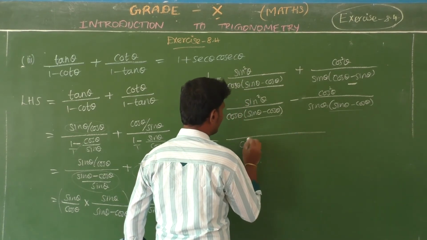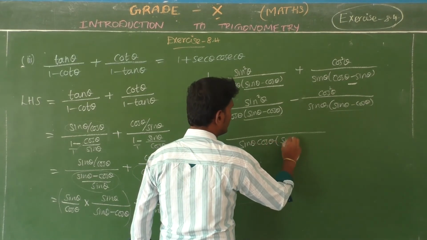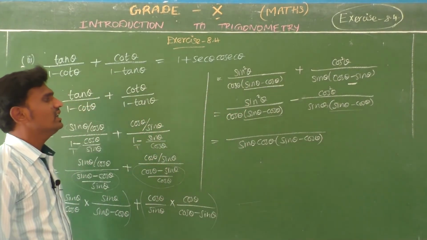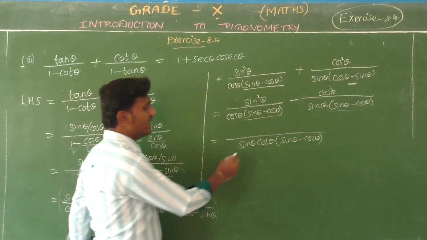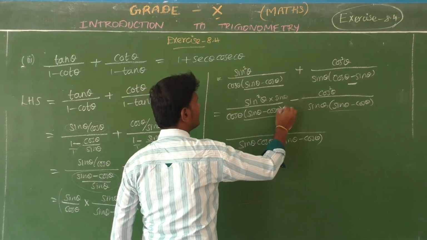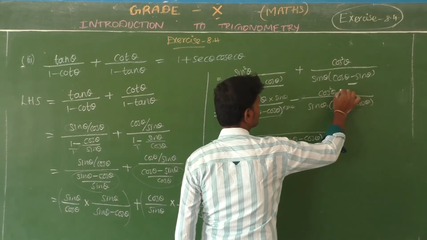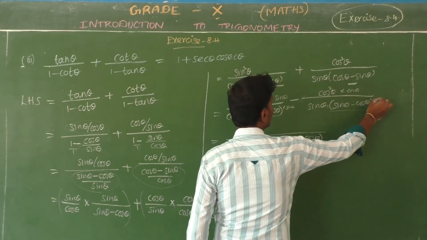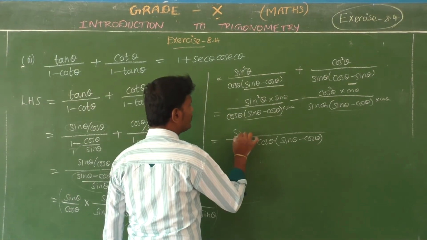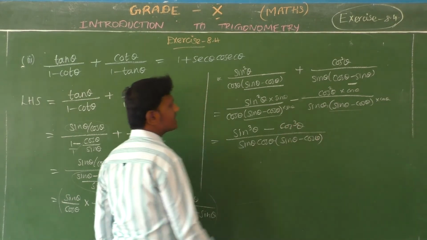Now I am going to subtract, taking the LCM. What is your LCM? First sin theta into cos theta into sin theta minus cos theta. Now see, you have the LCM sin cos sin minus cos. Here cos only is there, no? So multiply and divide by sin theta. Here cos square by sin minus cos, so I am going to multiply cos theta on both numerator and denominator. Now it becomes sin into sin square, sin cube theta, minus cos square into cos, cos cube theta.